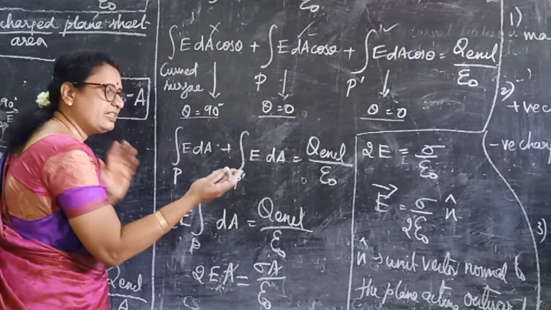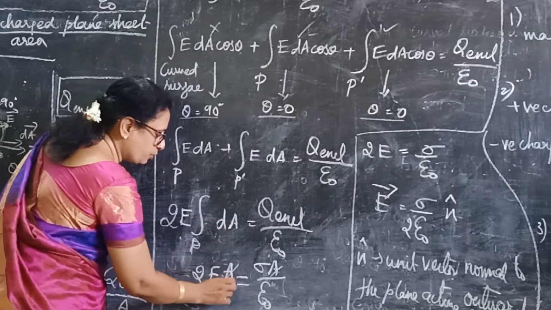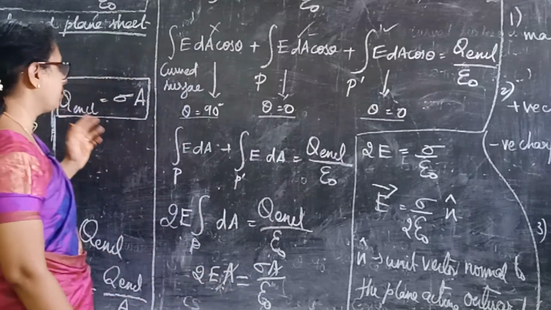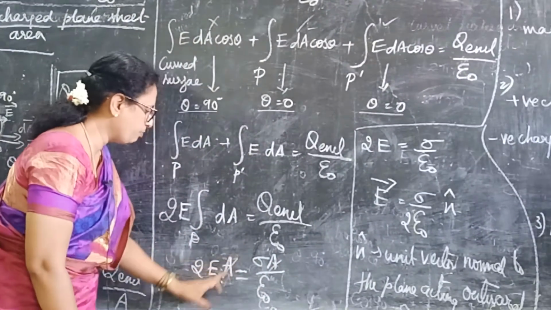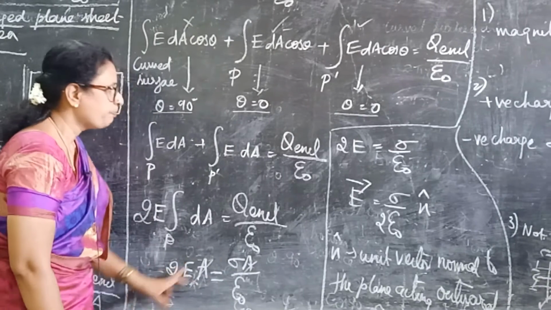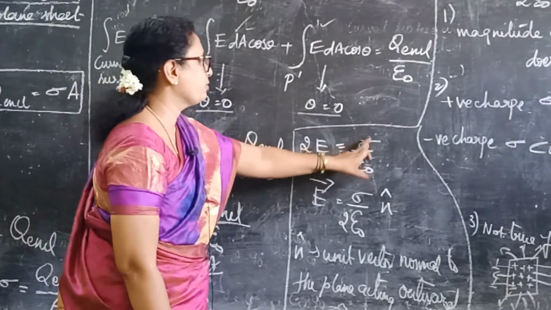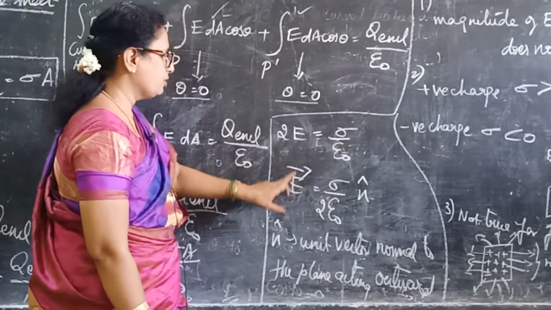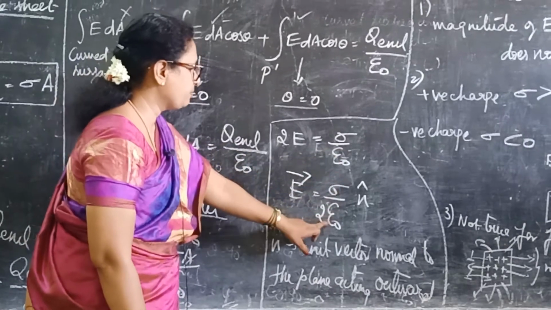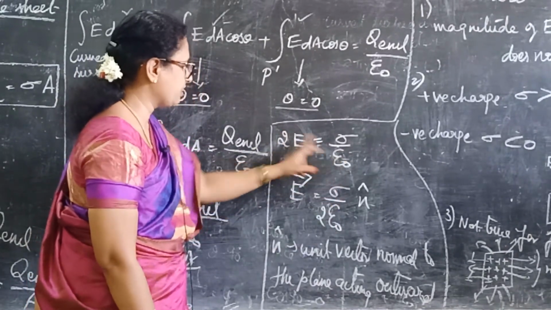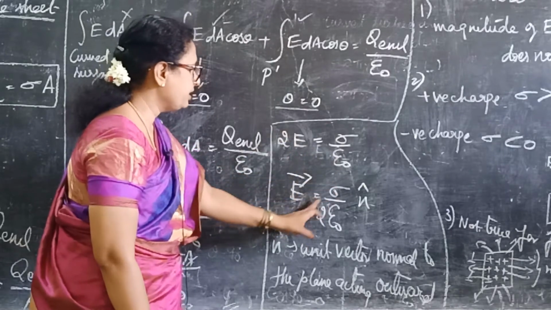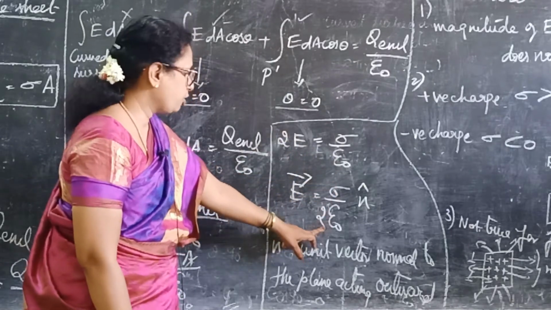Integral dA is A. So, 2E into A is equal to Q enclosed, which we already wrote as sigma into A, by epsilon naught. On both sides A will get cancelled. You will have 2E is equal to sigma by epsilon naught. If you take this 2 to the other side, it will go to the denominator. So, E is equal to sigma by 2 epsilon naught, which is the magnitude.